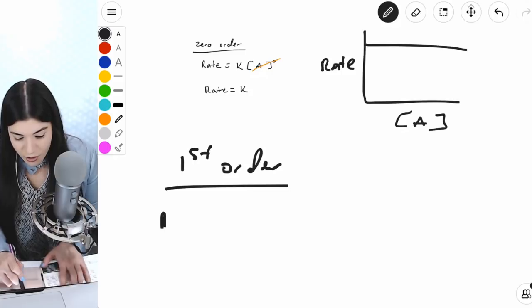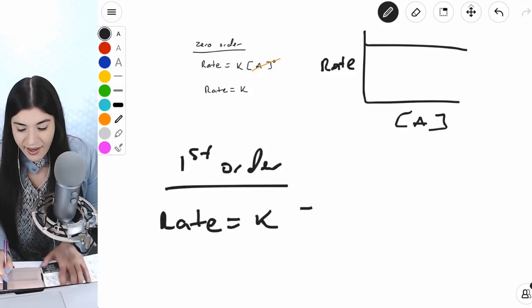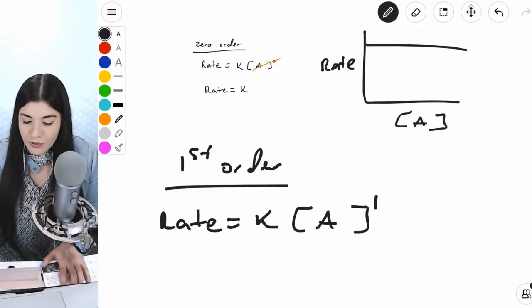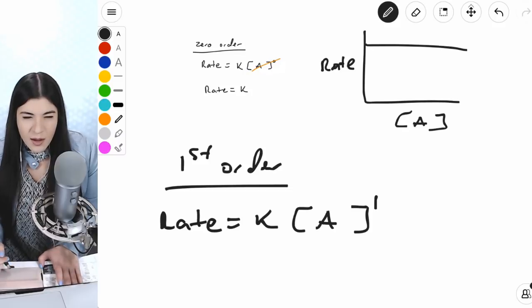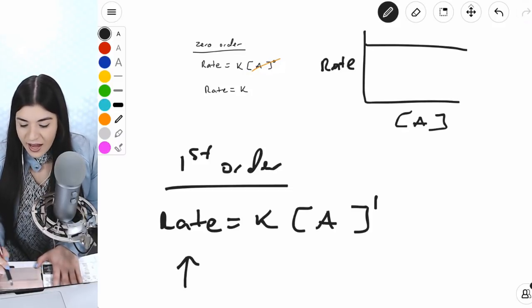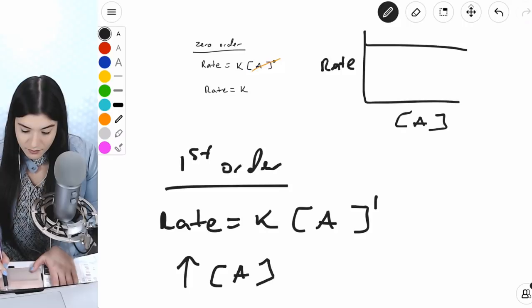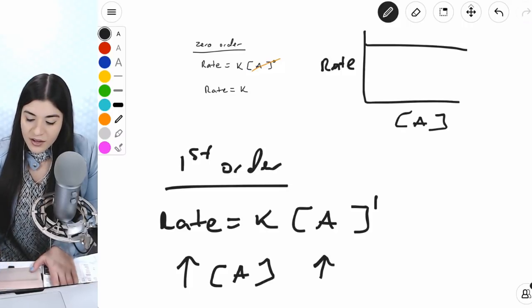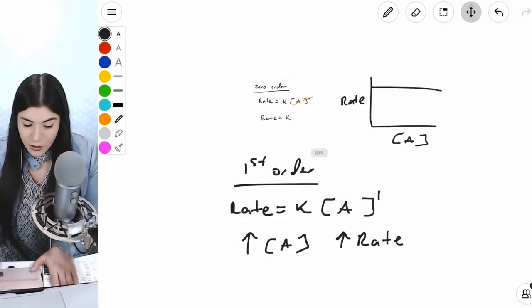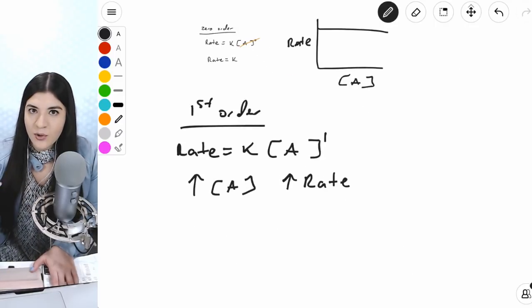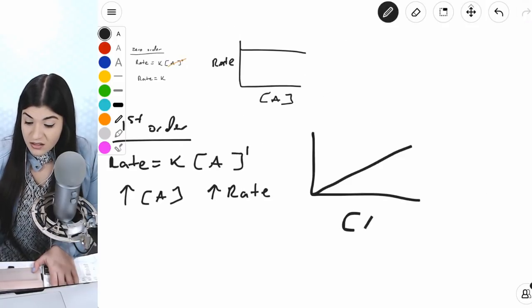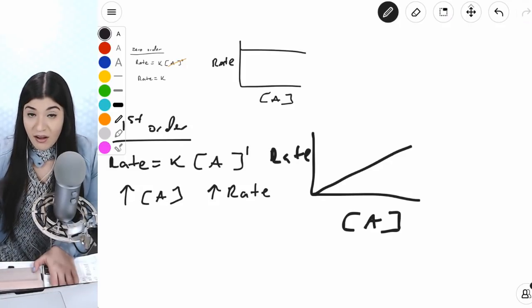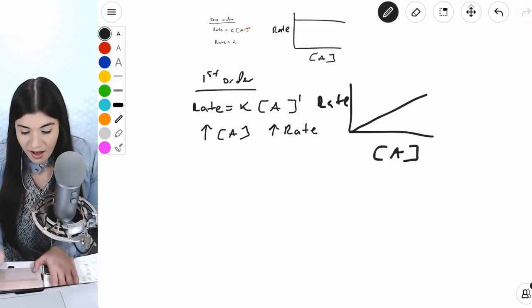So for first order, you would see your rate is equal to k times the concentration of our reactant raised to the first power, just signifying the first order. Think of this as being proportional to each other, meaning as we increase the concentration of our reactant, we are thus increasing our overall rate. The fact that I'm saying they're proportional, what I want you to think of is a straight line. That's essentially it. Their graph is just going to be a straight line, and it does have a slope.